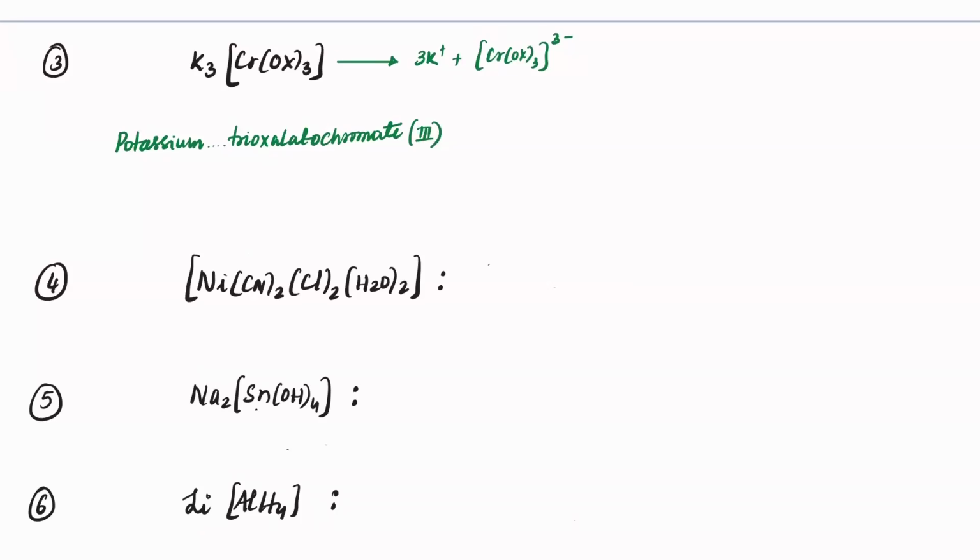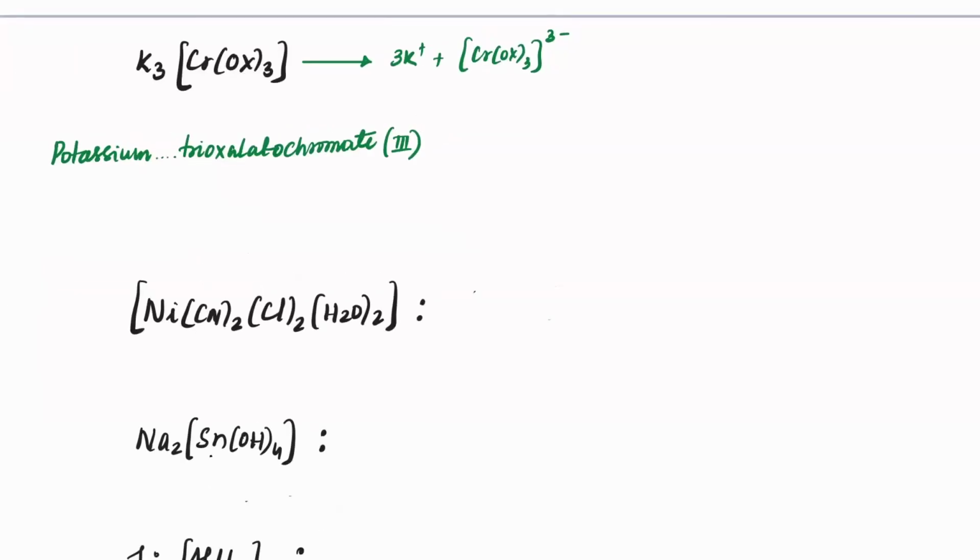Clear with that? Next one. If it splits into ions, because this is a neutral complex, as there is nothing outside, it has zero oxidation state. You will directly write the names of the ligands, starting with cyanido, chlorido, and aqua. So that makes it diaqua, dichlorido, dicyano, nickel, only nickel, because zero oxidation state makes it neutral.